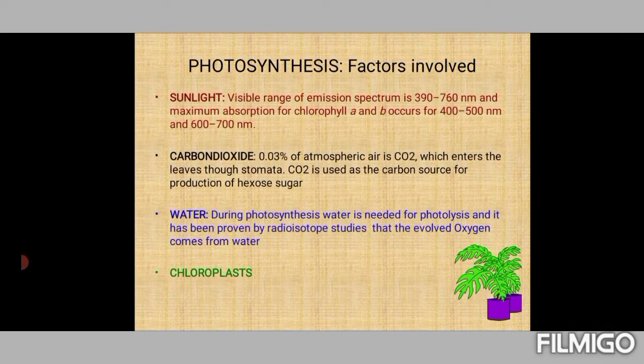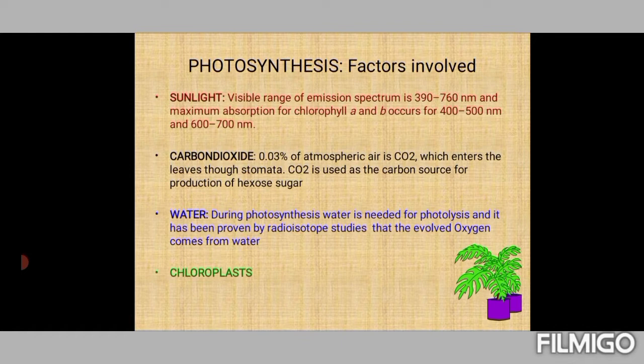these are the factors involved in photosynthesis. Of course, sunlight is involved, the visible range emission spectrum of 390 to 760 nanometers of sunlight. It is used for photosynthesis by specific pigments. There are chlorophyll A, B, C, D, E, and chlorophyll A and B are the most prominent ones. They utilize the solar energy of 400 to 500 nanometers wavelength, as well as 600 to 700 nanometers wavelength.